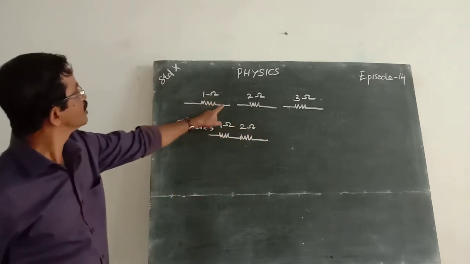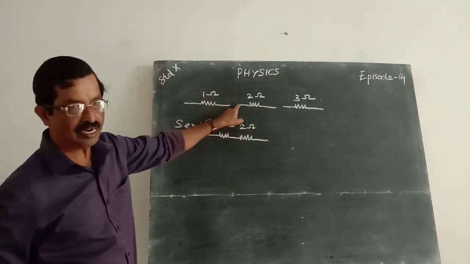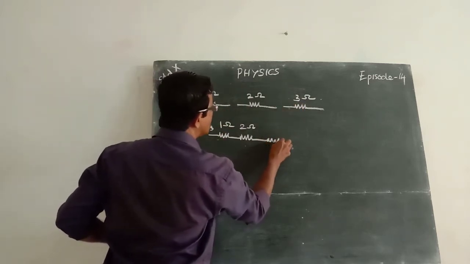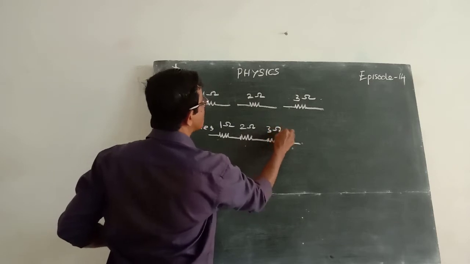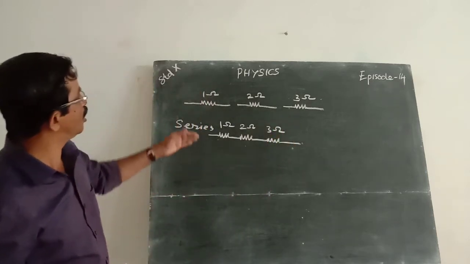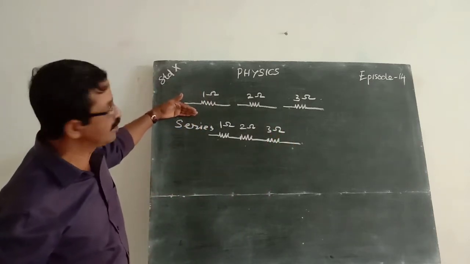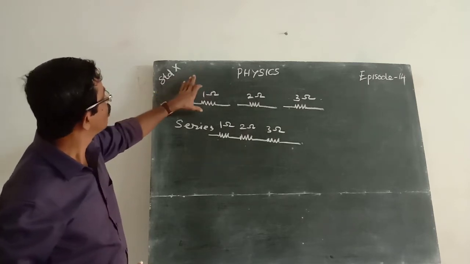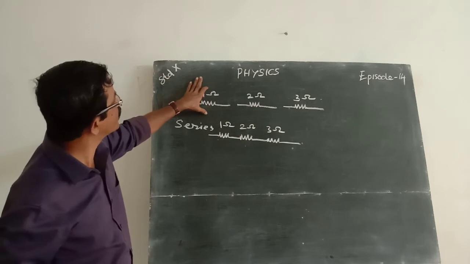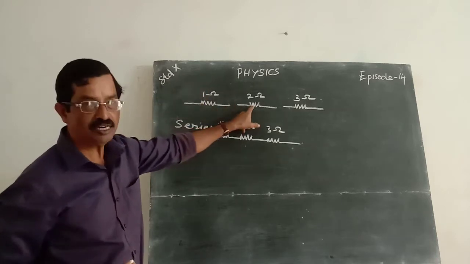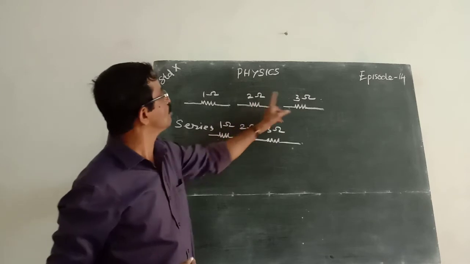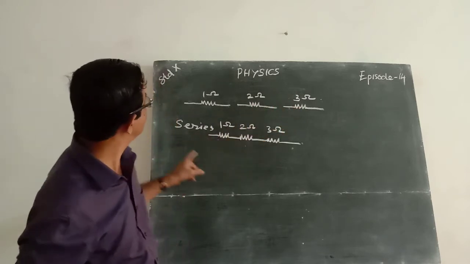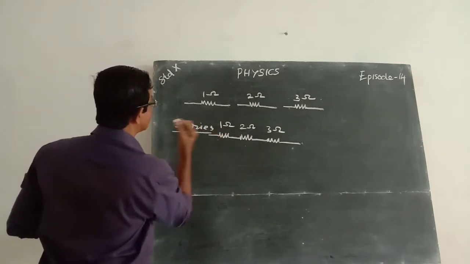Now see, this one end is connected to another one, and this is connected to this one, and this resistance is a 3 ohm. Now in this way, when we connect one resistor to the end of another one, and the third one is connected to the end of the second one, this type of connection we used to say as a series connection.